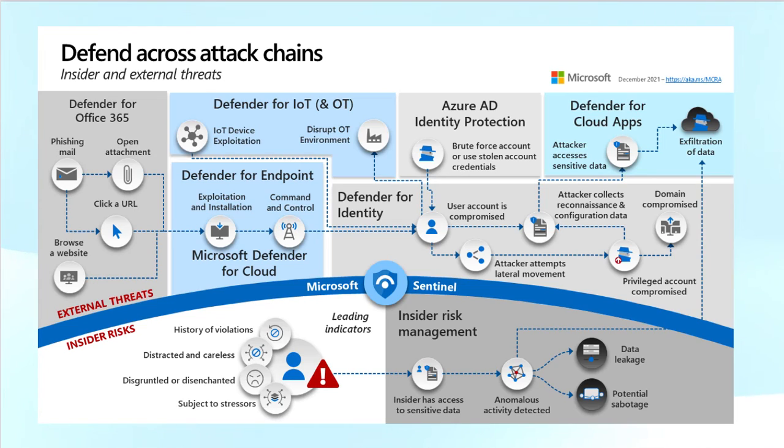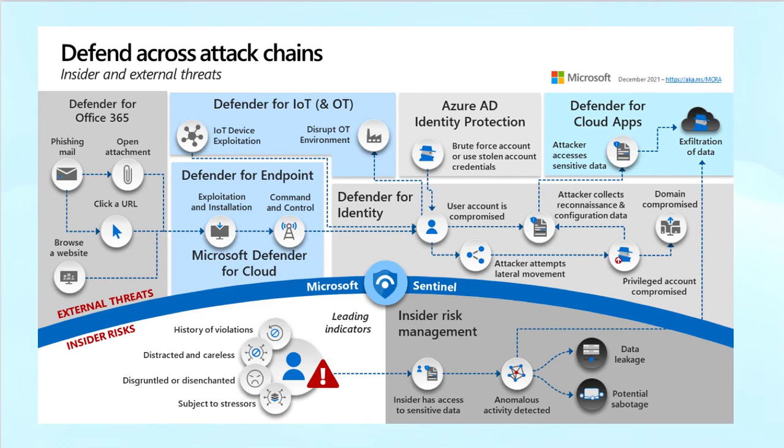You will see several Defender products over here. For instance, Defender for Office 365. Defender for Office 365 is used for protecting Office 365 applications from phishing emails, opening attachments, and clicking a URL. These kinds of protections are offered by Defender for Office 365.